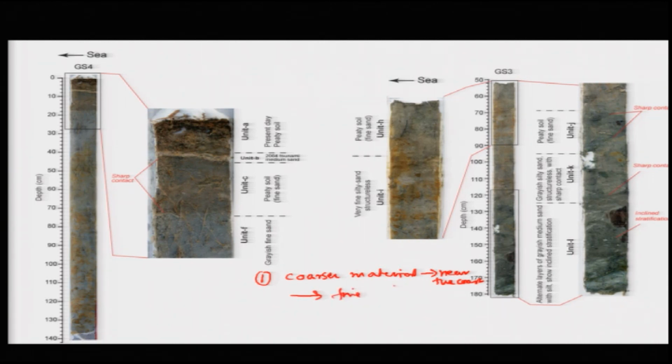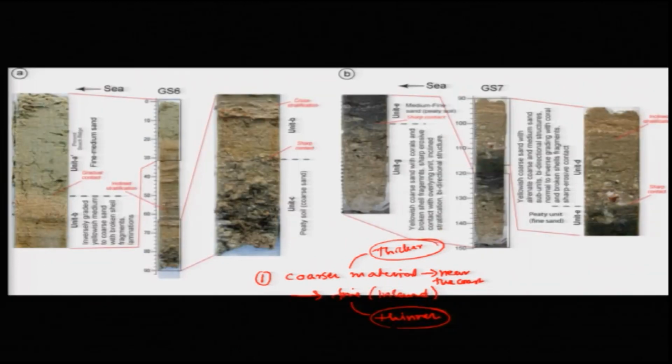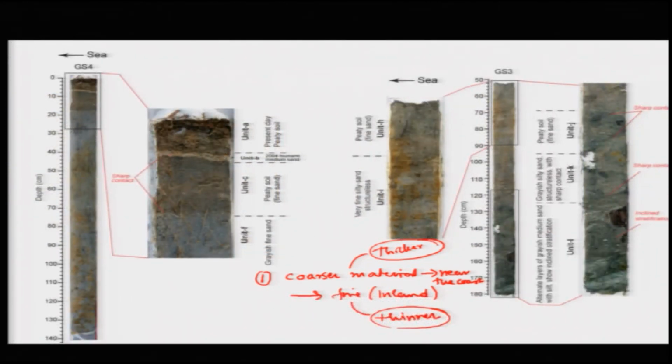So, near the coast it will be coarser and thicker, and inland it will become finer and thinner. So, we are talking about the thickness. We will see a thicker section here, which is close to the coast. So, we see coarser and thicker, and as we move inland, we found that they are becoming thinner. So, the sediments will pinch out because the carrying capacity or the energy condition changes.